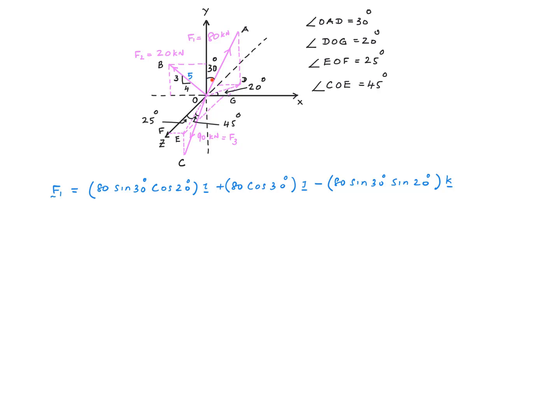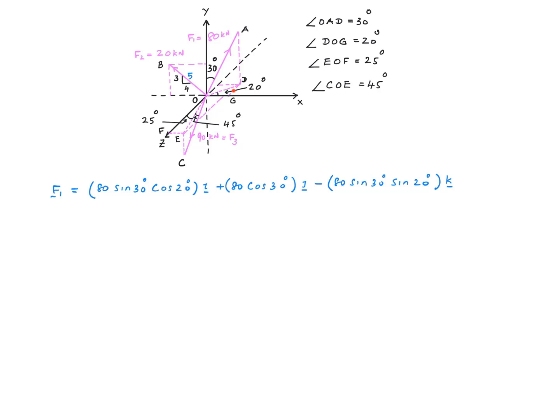We note that if this is 30 degrees, this is also 30 degrees, and therefore this length is 80 cosine 30, which happens to be the y component of the force. So that goes in here in the middle with the unit vector j. This side here from O to D will be 80 sine 30, right? So we're going to take that and resolve that along the x and z direction. So you see 80 sine 30 with both the first component and the third component.